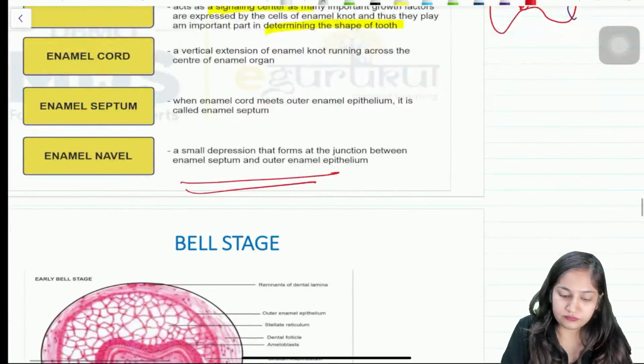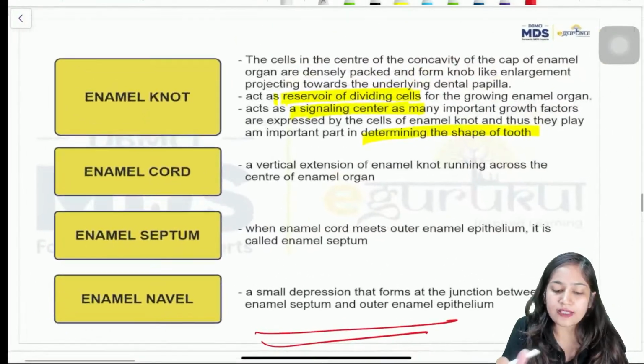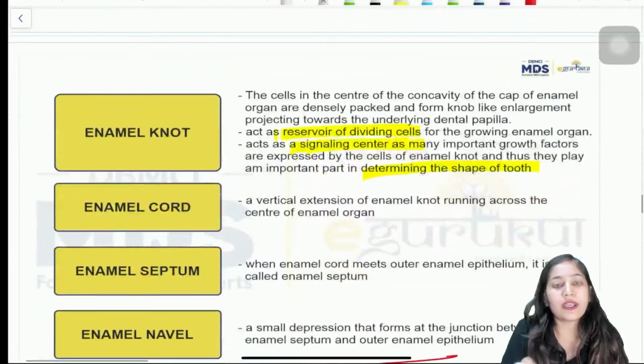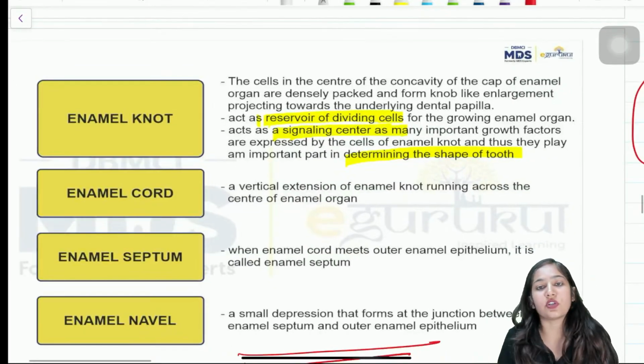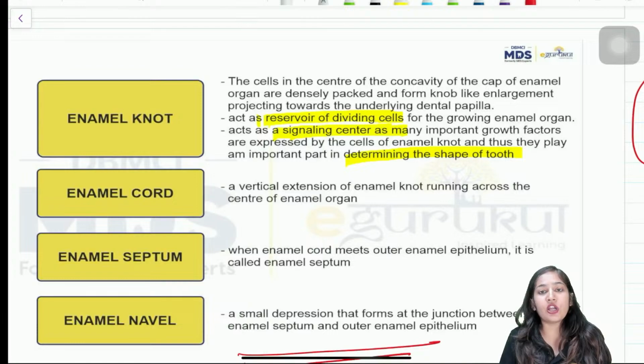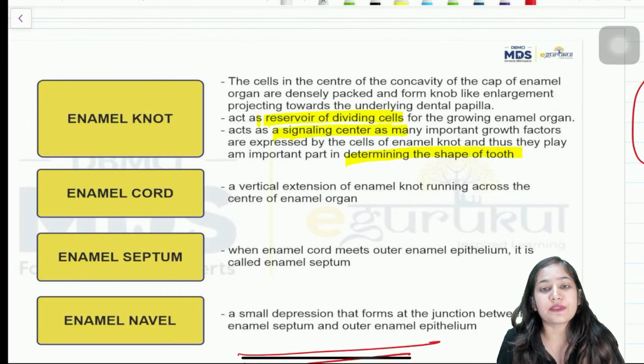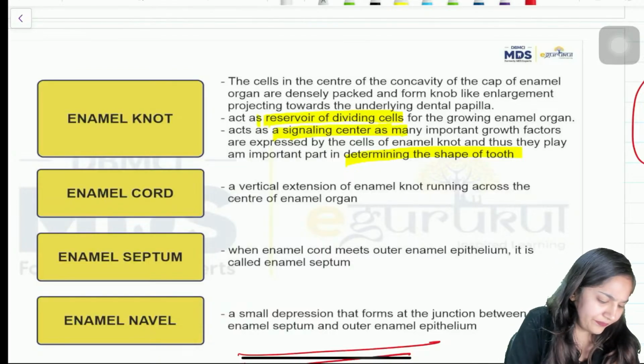So, any doubt in this transient structures? You can be asked an image-based question also or an MCQ question from this transient structures also. These transient structures, they are not present in bell stage or bud stage. They are present only during the cap stage before the enamel formation.